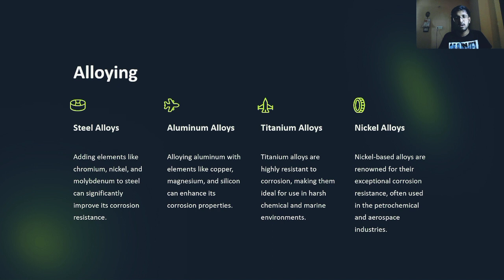Next, we have titanium alloys. Titanium alloys are highly resistant to corrosion, but they also come with a cost, because titanium is one of the rarest materials which we usually get, making them ideal for use in harsh chemical and marine environments, which would be useful. Next, we have nickel alloys. Nickel-based alloys are renowned for their exceptional corrosion resistance, often used in petrochemical and aerospace industries.